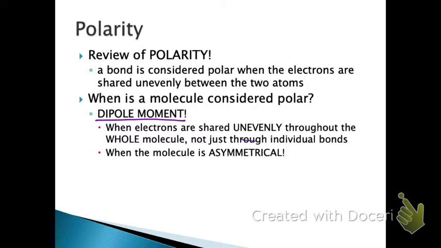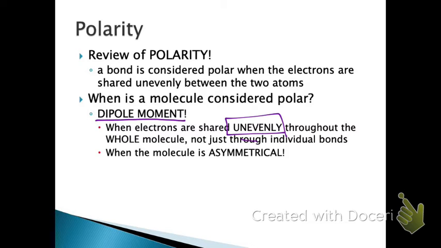When we share electrons unevenly throughout the whole molecule, it will make one end of the molecule positive and one end of the molecule negative, or one section of the molecule positive and one section negative. It's going to have this different distribution of the electrons within the whole molecule. And so when that happens, we could consider it polar. The positive end of one molecule will attract to the negative end of another molecule, and you'll see them start to bond in that way.